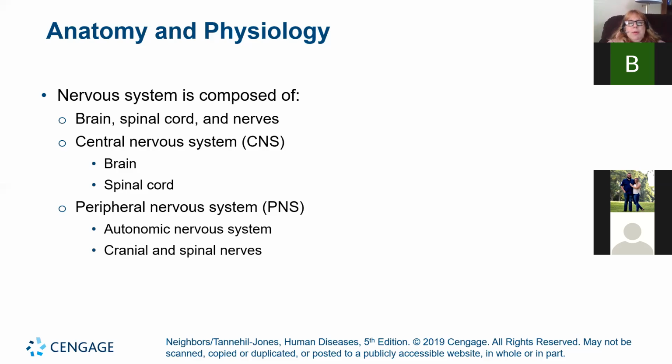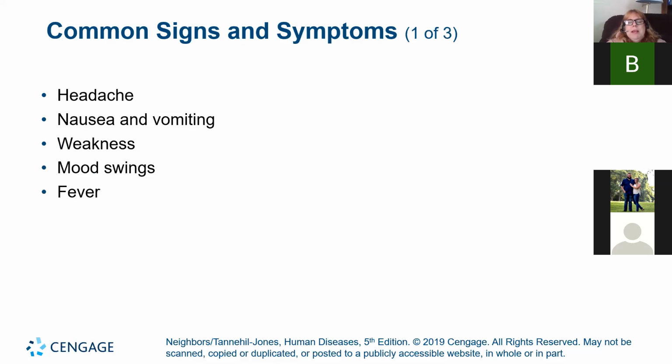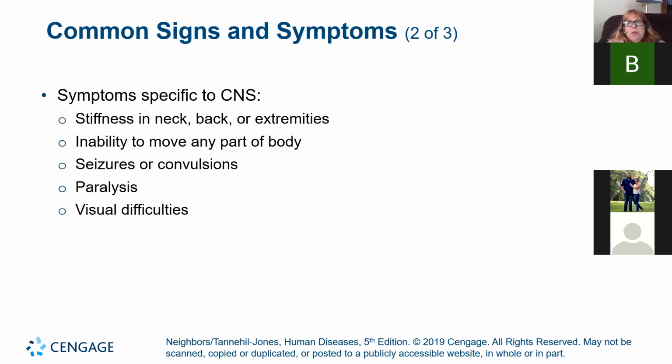So while, when we think about the nervous system, we think about how we feel with our hands, how we feel with our feet, we have to think of it in terms of everything: the brain, the spinal cord, and the nerves. So the biggest common signs and symptoms: headache, nausea, vomiting, weakness, mood swings, fever. Now, obviously, a lot of these signs and symptoms can be for other diseases too, but they also are specific to the nervous system.